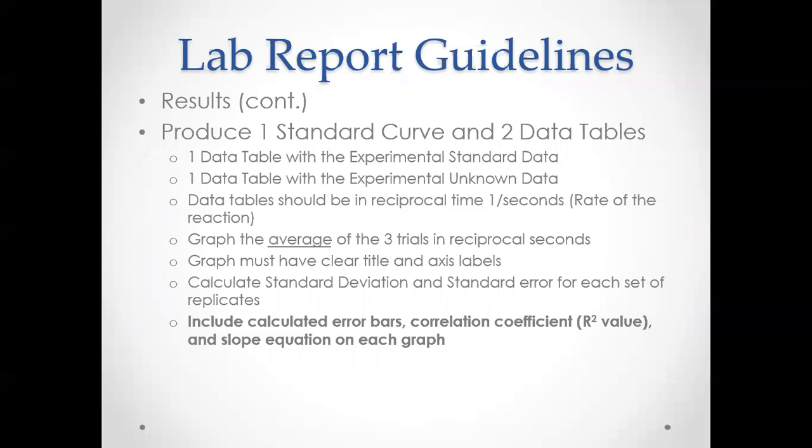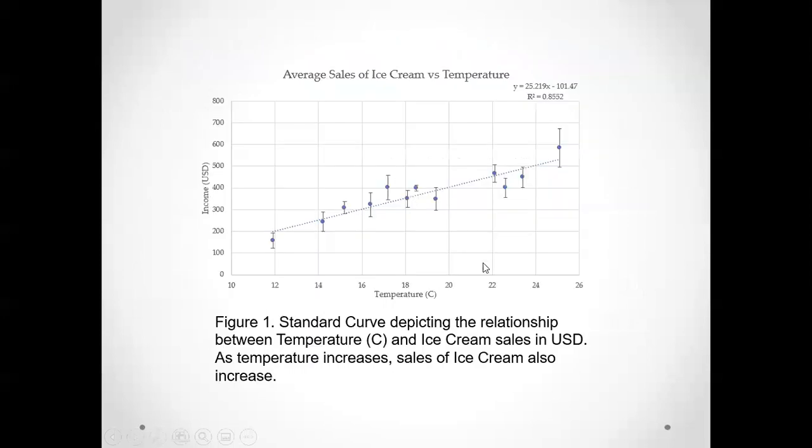In your results section, you will also have one standard curve, one bar graph, and two data tables. The one standard curve is made from your experimental standard data. The experimental samples, the green pepper and yellow pepper extracts, should not be in this standard curve because we do not know what their concentration of catalase is. The data should be in reciprocal seconds. If you have any questions on this, please email your TA. An example of a standard curve is here, where we showed the equation of the line, the correlation coefficient, a trend line, and individual data points with error bars.